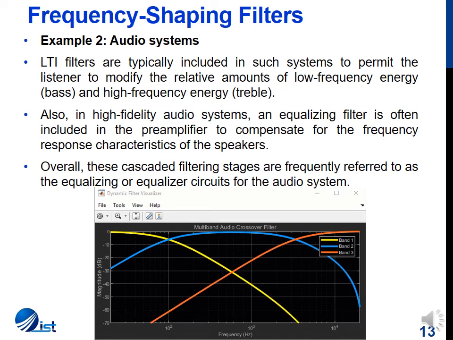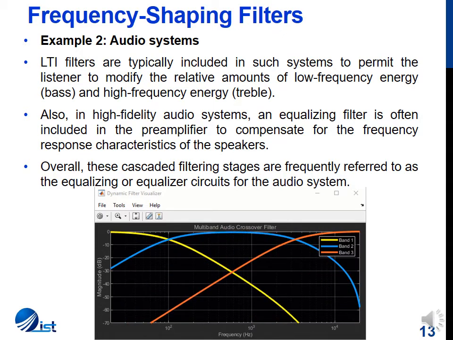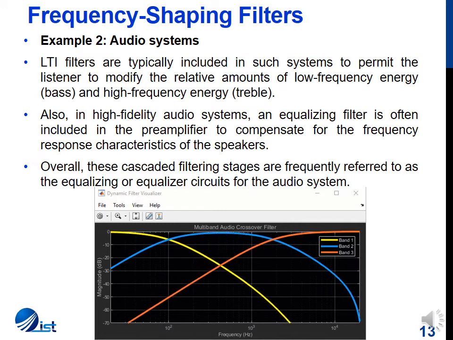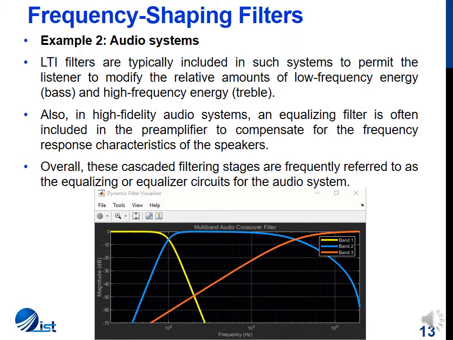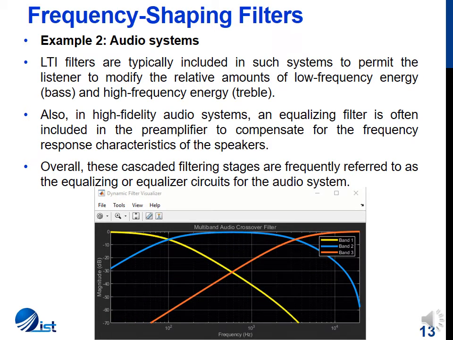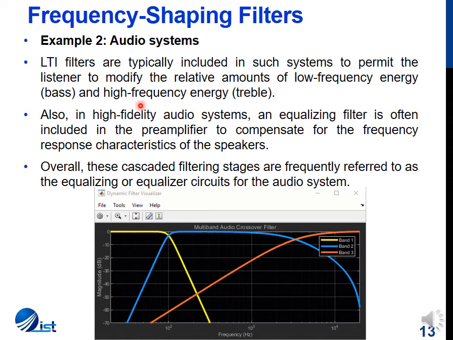Frequency shaping filters can be used in audio systems to adjust frequency components in the recorded signal. You must have seen these cassette players, those music players, where you have certain controls and you use those controls to listen to a different sound than what is recorded. The most common types of filters used in audio processing are the bass filter and the treble filter. The bass filter is used to adjust the low frequency components in the recorded signal, and the treble filter is used to adjust the high frequency components.